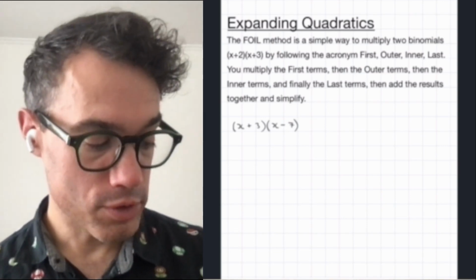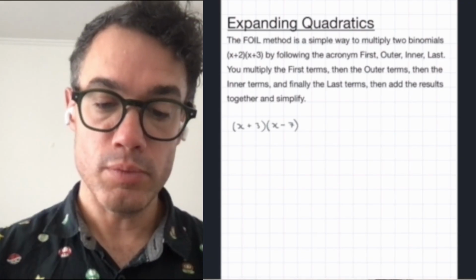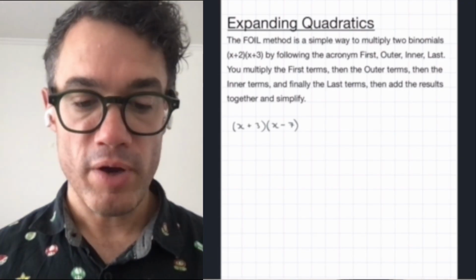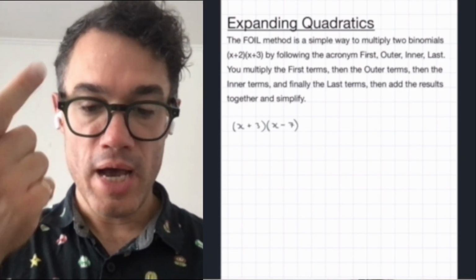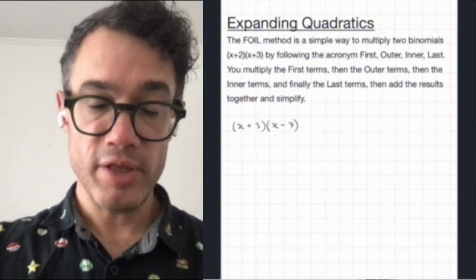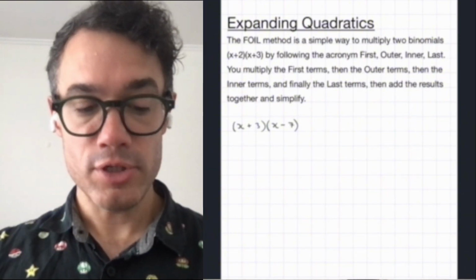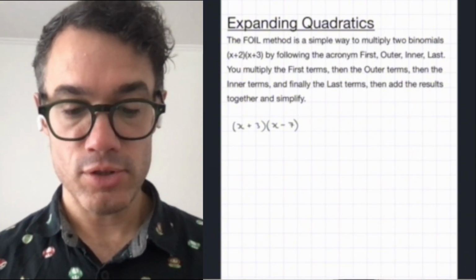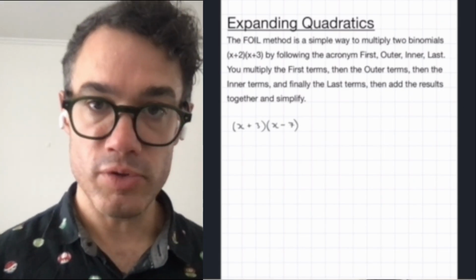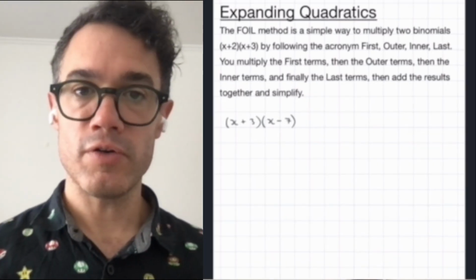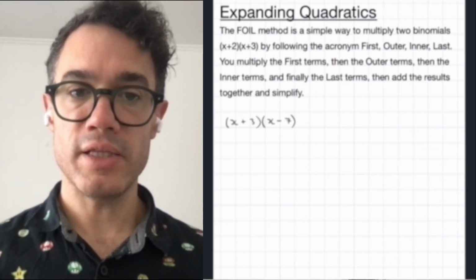One of the methods we can use is called the FOIL method. It's a simple way to multiply two binomials by following the acronym first, outer, inner, last. You multiply the first terms, then multiply the outer terms, then the inner terms, and finally the last terms. You then add the results and simplify. In te reo, this is whakawhānui inya whārite pūrua.